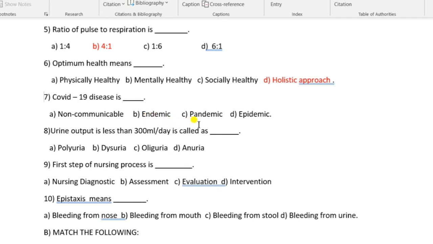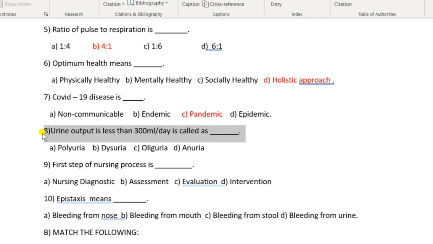Then epidemic. Epidemic is a disease that affects a large number of people within a community, population, or region. And pandemic is an epidemic that spread over multiple countries or continents. That is, COVID-19 disease is a pandemic disease.